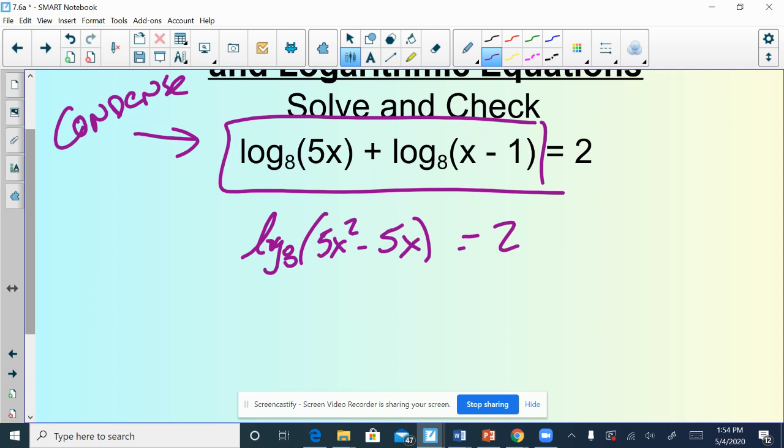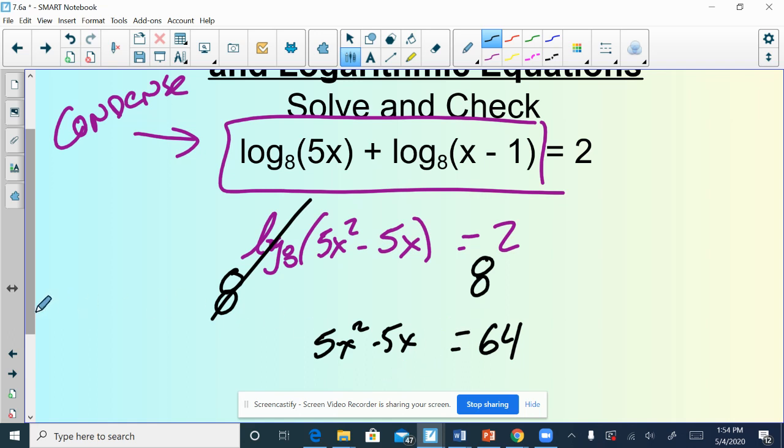So our first step was to condense these, keeping in mind that when we add separate logs, we can condense them under multiplication as long as they have the same base, which they did here, base 8. Now we only have the word log written once. We know what undoes log base 8. That would be 8 to the power of log base 8. If I do 8 to the power on one side, I have to do 8 to the power on the other side, and 8 squared is 64. 8 to a power of log base 8 cancels, and we would end up with 5x squared minus 5x is equal to 64.